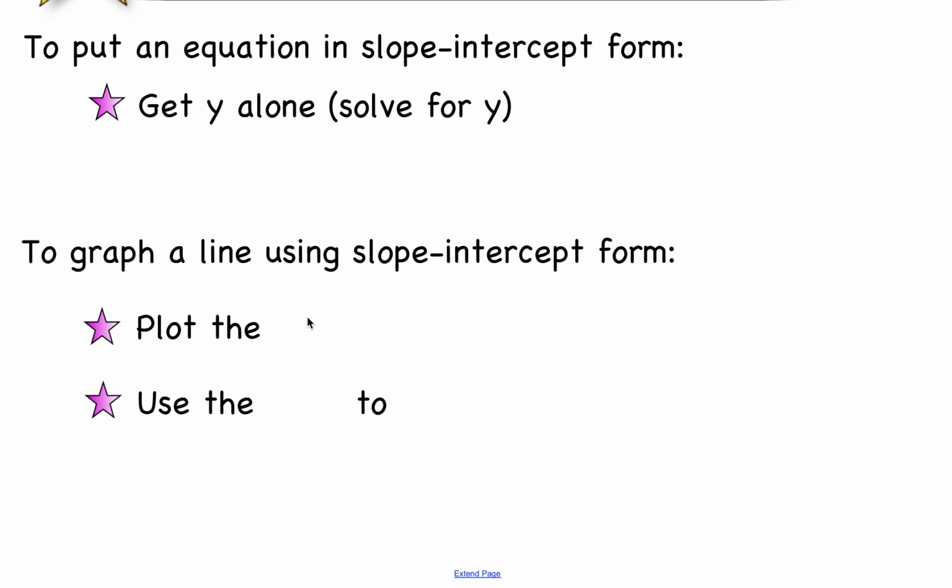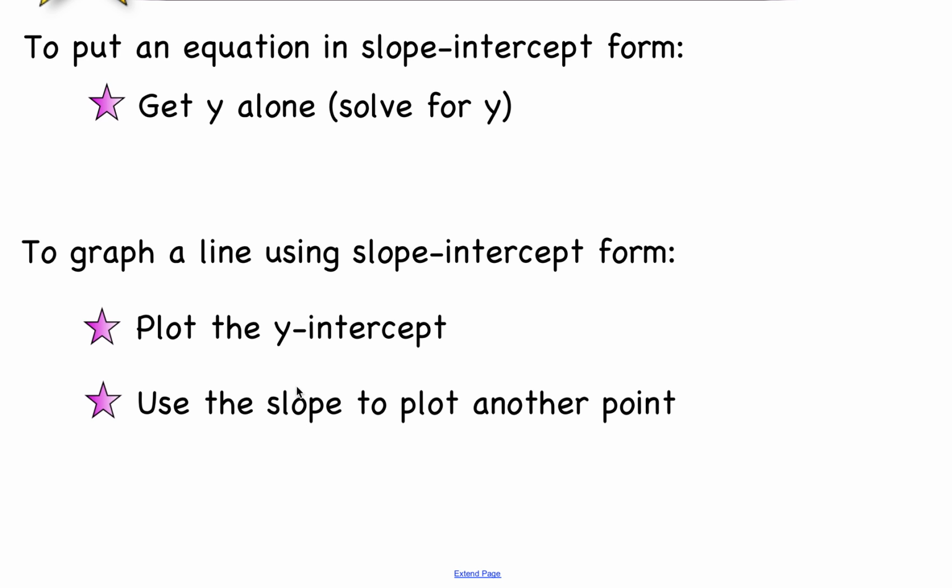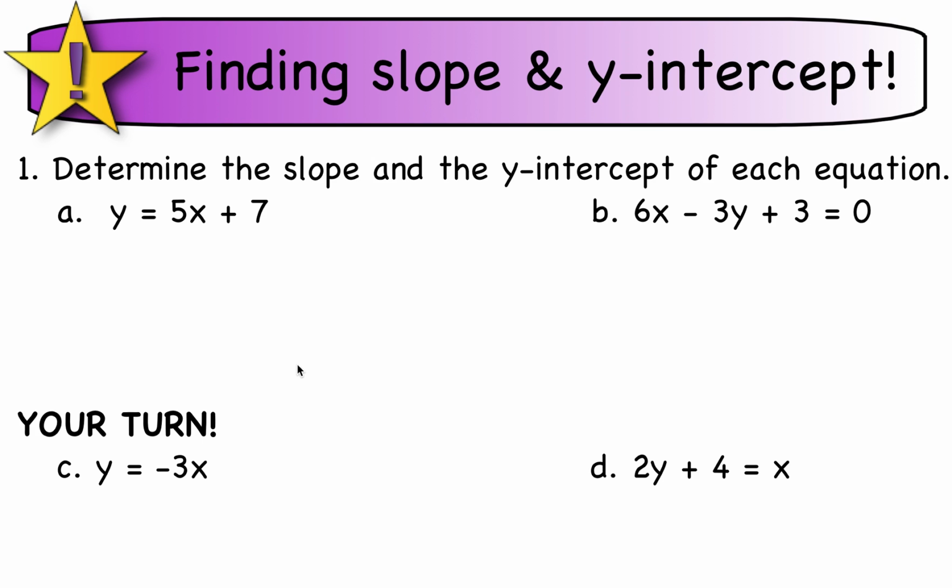We will also be graphing lines using slope-intercept form, and to do this, we'll first plot the y-intercept. Then from that point, we will use the slope to plot another point, which will allow us to connect the 2 points and graph the line. Let's take a look at some examples.